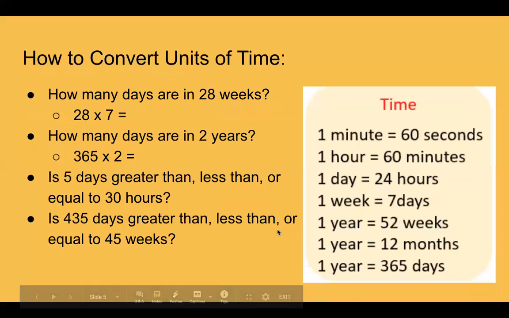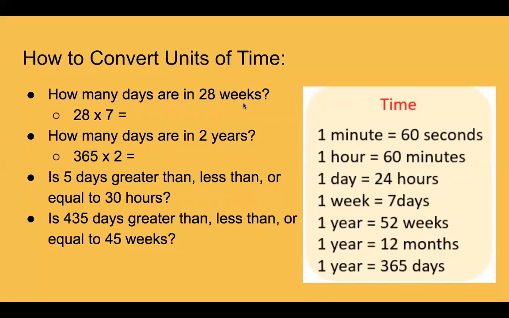All right, let's try some more conversions. For this one, it says, how many days are in 28 weeks? We have to find the conversion over here that's days to weeks. Right here, it can be weeks to days, it doesn't matter the order, 1 week is equal to 7 days. So if I know that there are 7 days in a week, I can figure out how many days are in 28 weeks by multiplying by 7. So if we do 28 weeks times the 7 days in a week, we'll get the answer for how many days that's equal to.